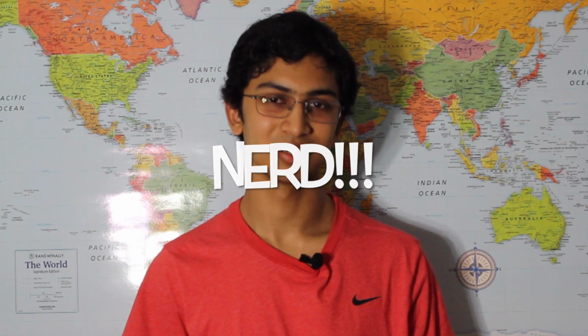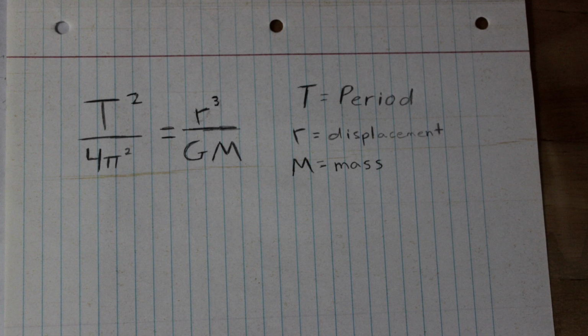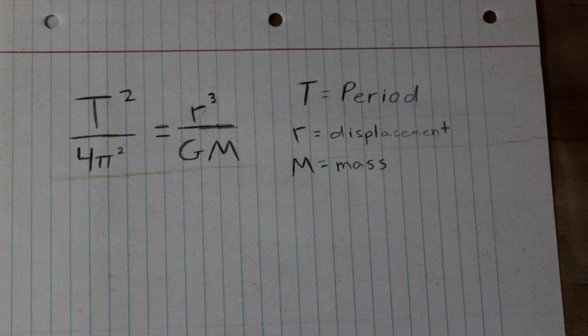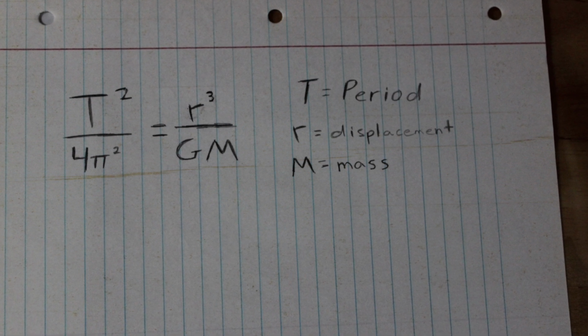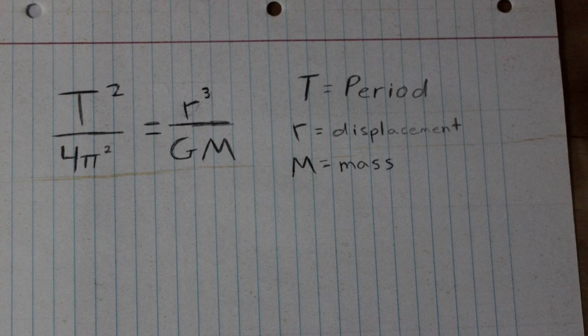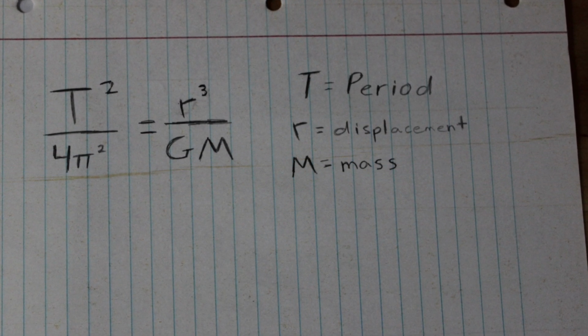The third law is, in my opinion, the best. It's a mathematical equation. So this is the equation for Kepler's third law. Its main use is that it allows you to solve for the period of the planet, that is the time it takes to orbit the sun, given r, its displacement, m, its mass, and 2 constants, 4 pi squared, and G, which is just Newton's gravitational constant. So those are Kepler's laws.